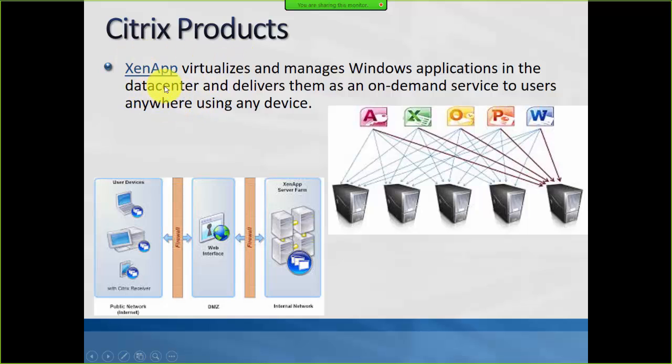Citrix products. So XenApp. You can see there's Access, Excel, Outlook, PowerPoint, Word, and then there are 5 different physical servers here, right? So XenApp virtualizes and manages Windows applications in the data center and delivers them as an on-demand service to users anywhere using any device. So let me try to give you a brief idea about what this application virtualization is anyway.